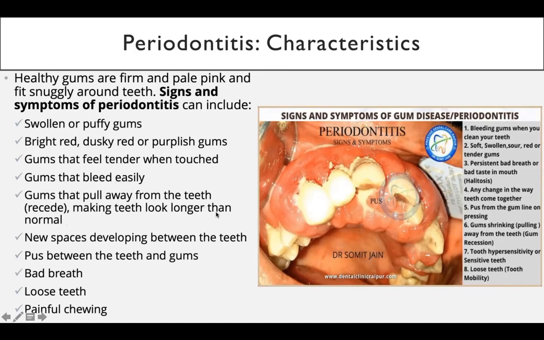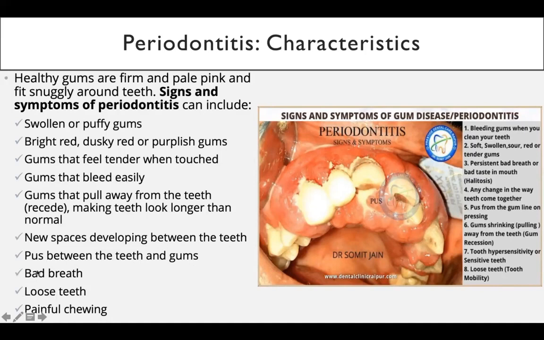Then making teeth look longer than normal and exposing them more to the bacteria, tartar and calculus. New spaces develop between teeth, interdental spaces or sulcuses or grooves. Pus between the teeth and gums, you can see it. This part is unique: pus between the teeth and gums is unique to periodontitis. Bad breath, halitosis, was also seen here, also seen there.